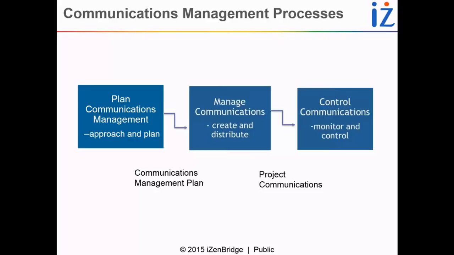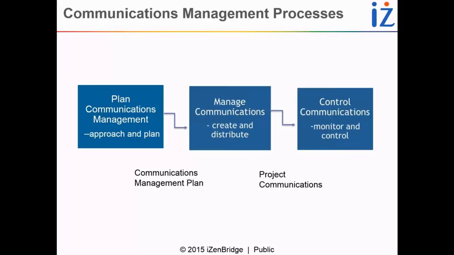Then what we do, of course, project communications, they go to control communications, which belongs to the monitor and control process group. And here what are we doing? We are measuring the effectiveness of our communication processes. So is everything happening according to plan? If we said that weekly status reports have to go out to this group of people, is that happening? Are the stakeholders actually getting the information that they require?